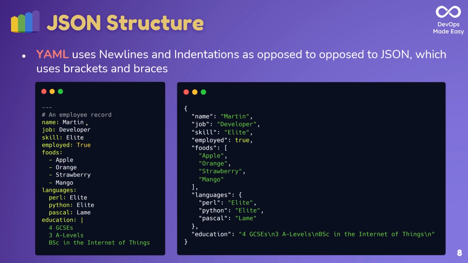Here there is no need to use commas to mark the end of a field in YAML, since the new line indicates the start of the new field. But in JSON, a comma indicates the start of the new field. Here job developer, the same thing we mentioned, skills, elite, employed true. Foods over here is a key. For mentioning the list, the hyphens indicate the list. So for foods as the key, apple, orange, strawberry, mango become a list of values.